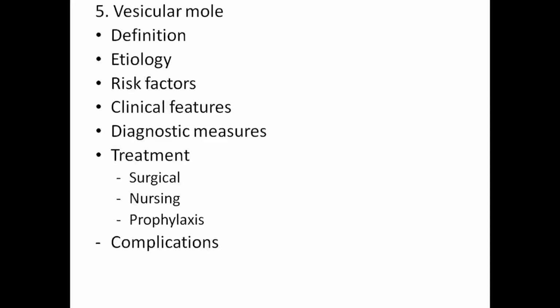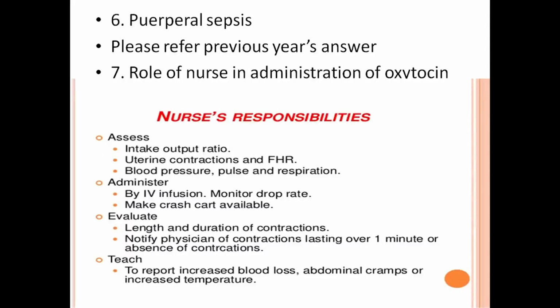bowed legs. Vesicular mole: we have to write about the definition, etiology, risk factors, clinical features, treatment measures like surgical and nursing, and prophylaxis, and complications of vesicular mole. Puerperal sepsis: it has also been referred to in the previous question paper.